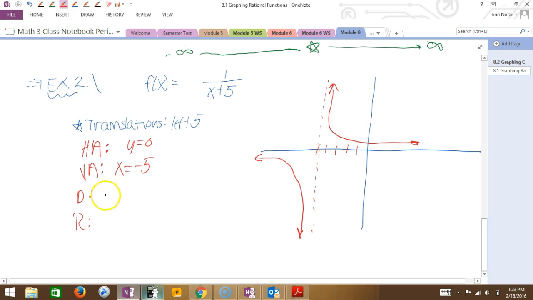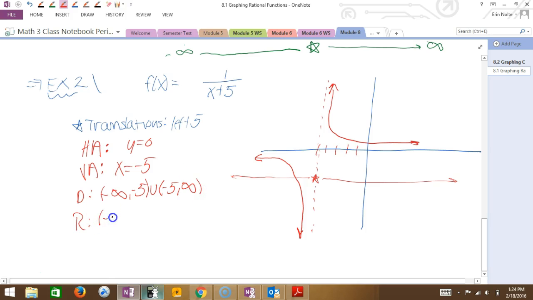My domain is going to be starting at negative infinity. That's going to go to what? Anybody know? Yep, negative 5. Because I'm going... Oops. Can't write that, negative 5. Then I just continue. And negative 5 to infinity.